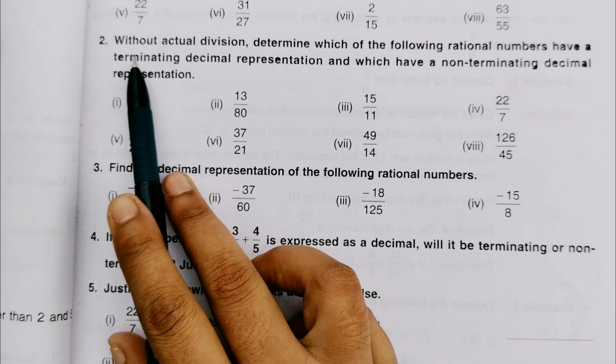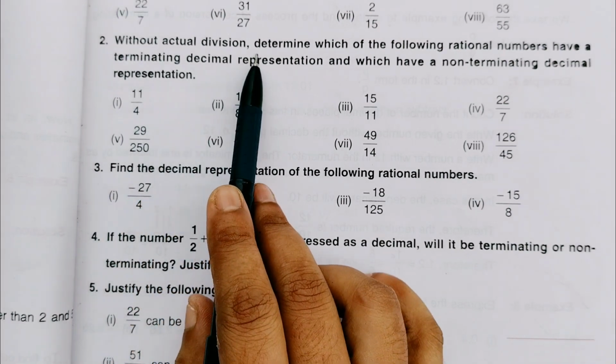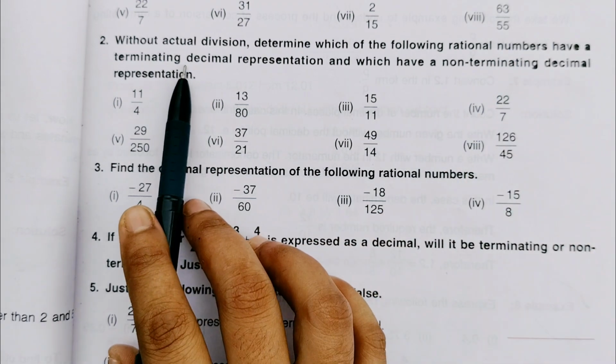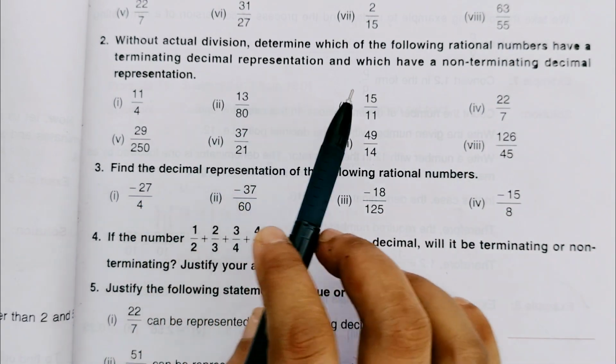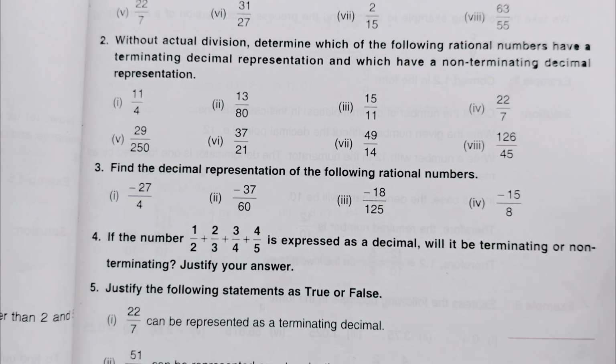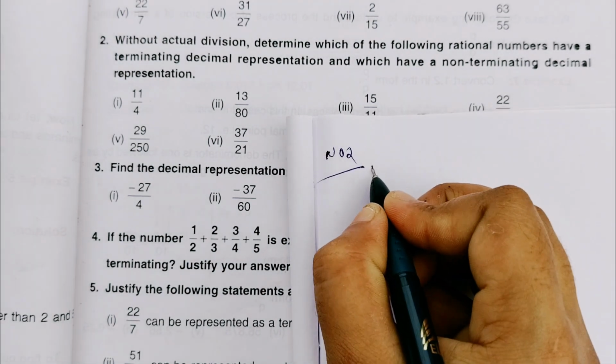Now solve question number 2. Without actual division, determine which of the following rational numbers have a terminating decimal representation and which have a non-terminating decimal representation. First, 11 by 4.